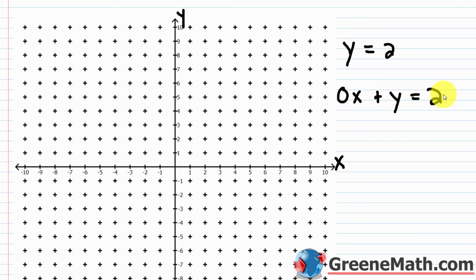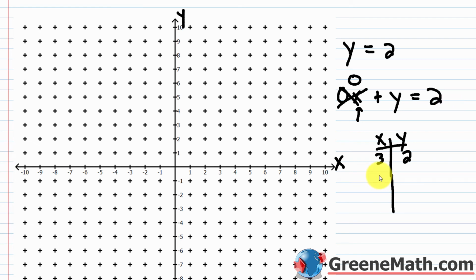Anything I plug in for x, if I was to make a table of values, will become 0. So let's say here's x, here's y. Let's say I choose 3 for x. Well, 3 times 0 is 0, so this is going to cancel every time and be 0. I'm just left with y equals 2. So no matter what I plug in for x, it becomes 0, and I'm left with y equals 2.